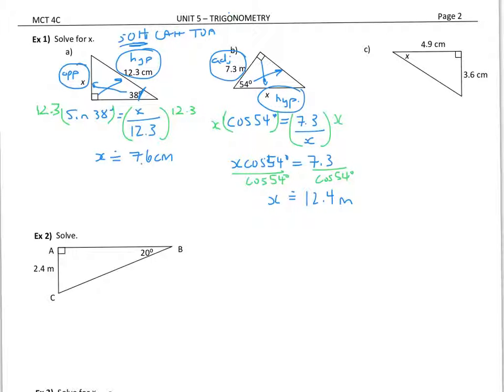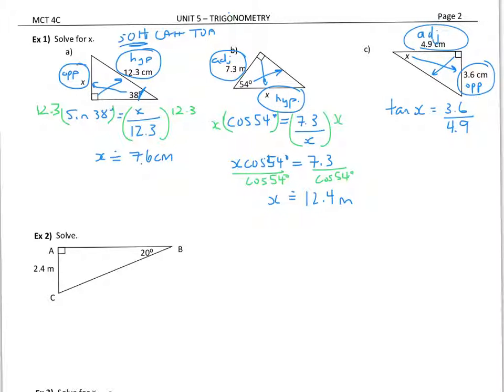Looking at the next one, the hypotenuse, I don't know anything about, nor do I care. My x, the 3.6 is opposite to it, and that means my 4.9 is adjacent to it. So the opposite and adjacent works with tan, so the tan of x is opposite 3.6 over adjacent 4.9. I just have a generic little x.